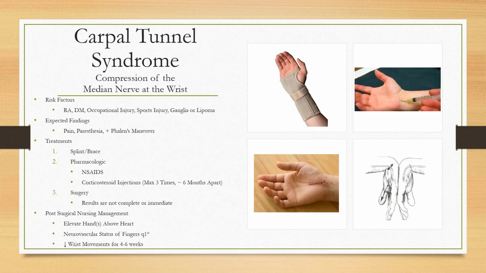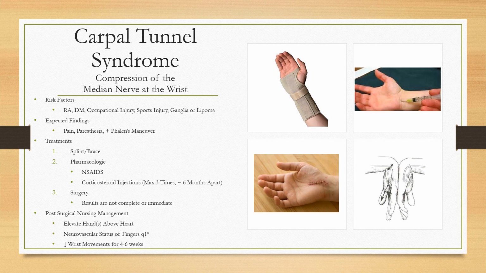Okay, so let's talk about carpal tunnel syndrome in a bit more detail. This is compression of the median nerve as it goes through the carpal tunnel at the wrist. There are a number of risk factors for developing this, but if you think about it as anything that increases the pressure or occupies some space in the carpal tunnel and potentially puts pressure on the median nerve, that is going to lead to carpal tunnel syndrome, because that's all it is. It's compression on the median nerve, right?